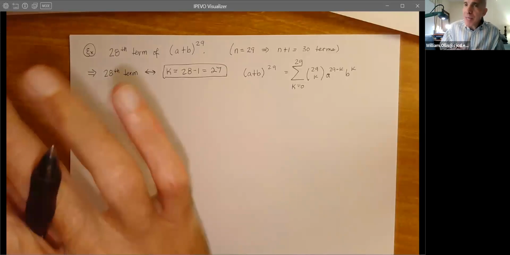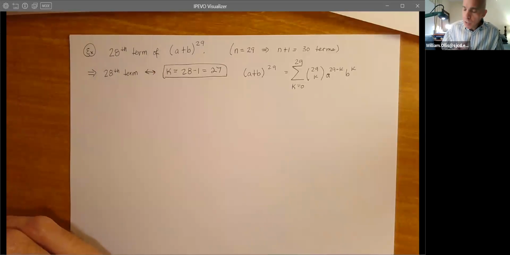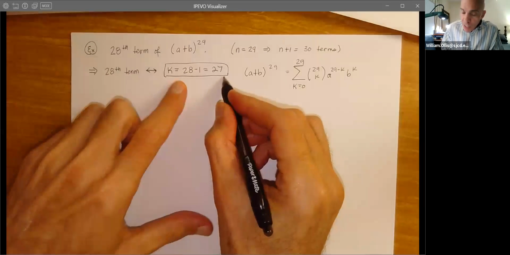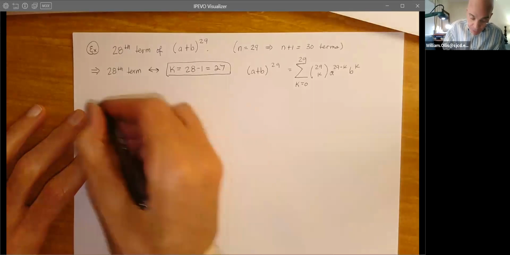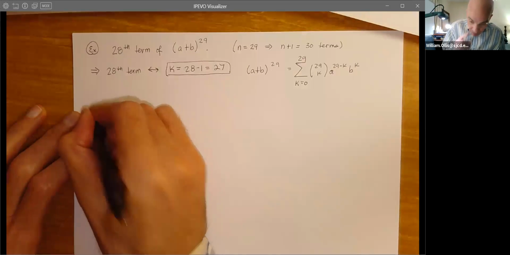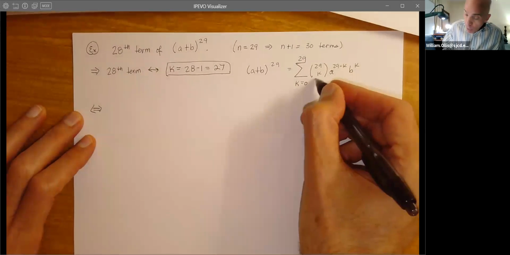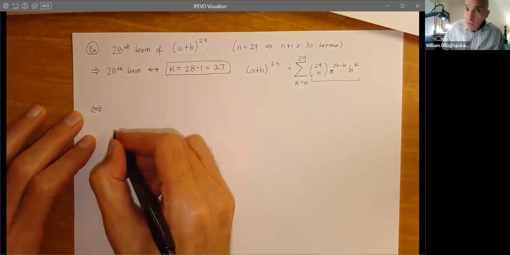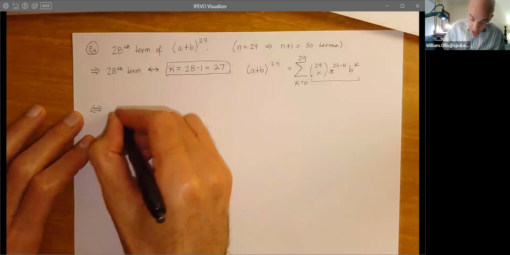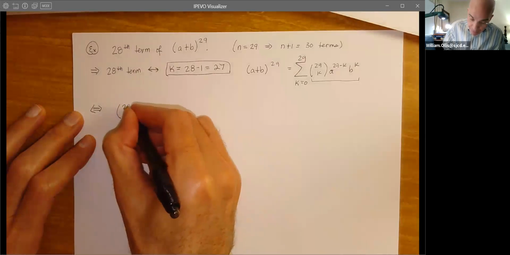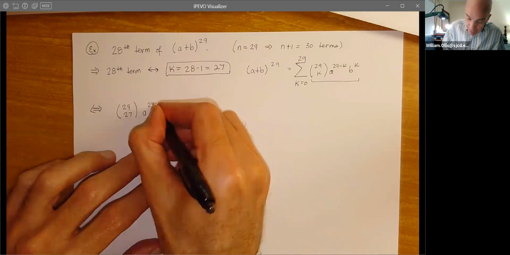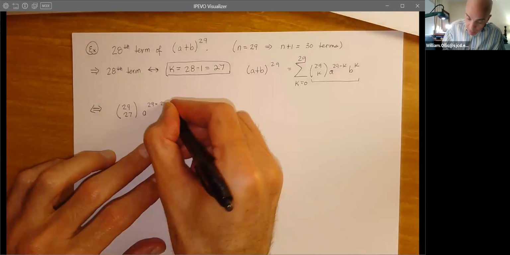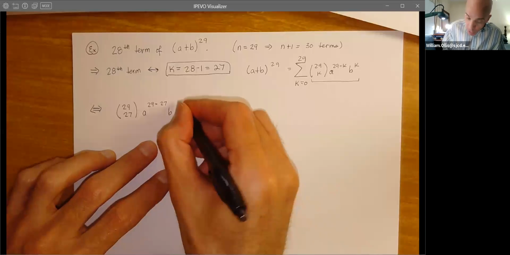So that means you have to appeal to the convention. We're starting with k equals 0. So this means that we need the k equal 27 term. So this implies, or equivalently, we go over here and just pull off the 27th term. That's k equal 27. So we have 29 choose 27, a to the 29 minus 27, b to the 27th.